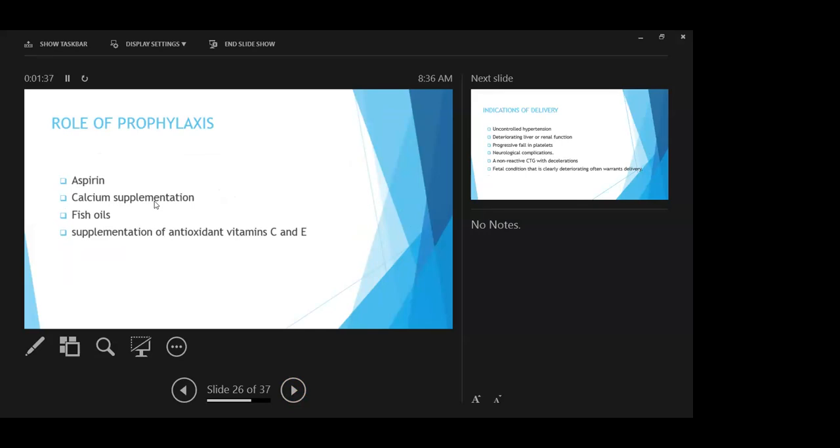Fish oils have omega-3 fatty acids, and they are also thought to inhibit thromboxane A2. And supplementation of antioxidants, as we know that there is an oxidative stress in the etiology of preeclampsia, so we give antioxidants to the preeclamptic patient.